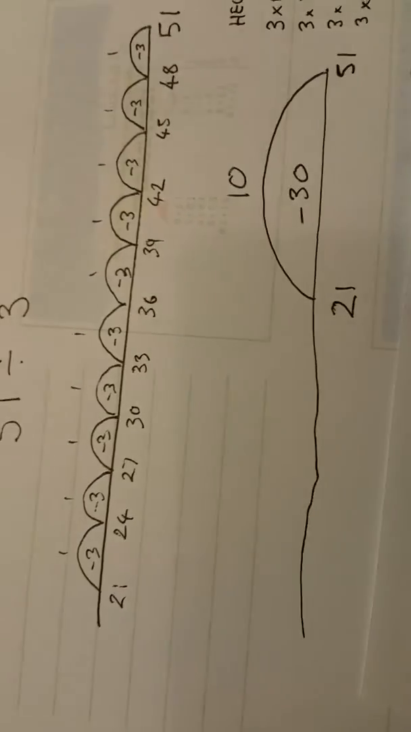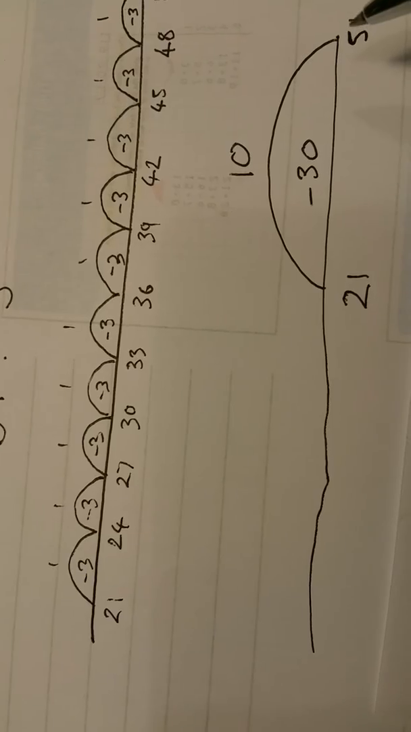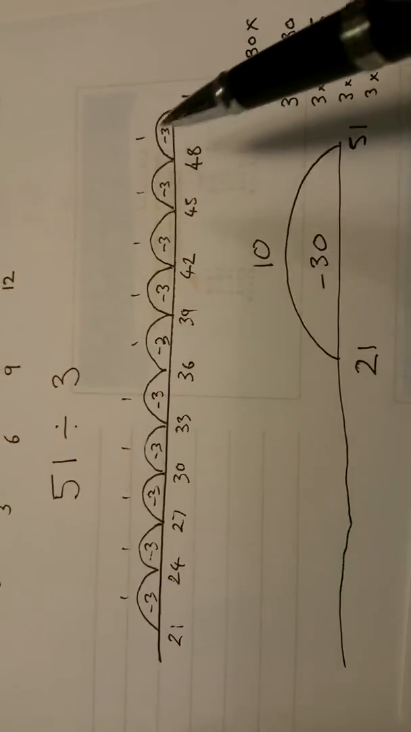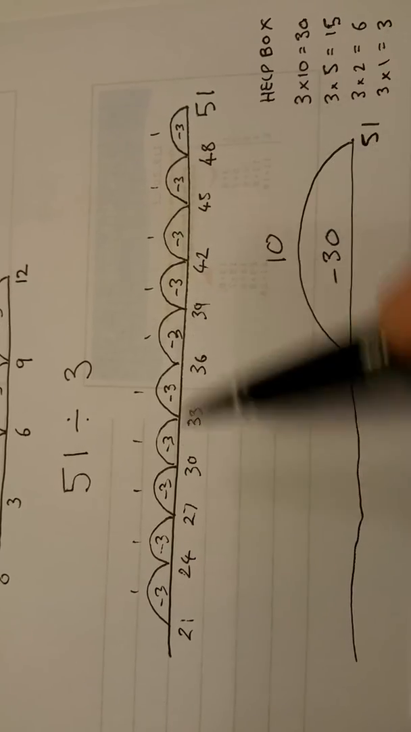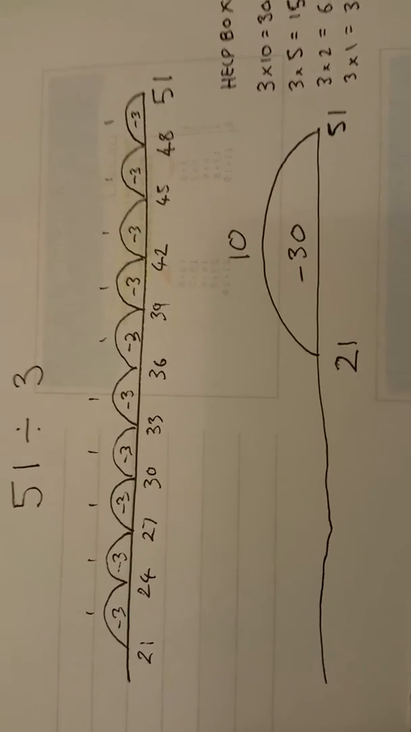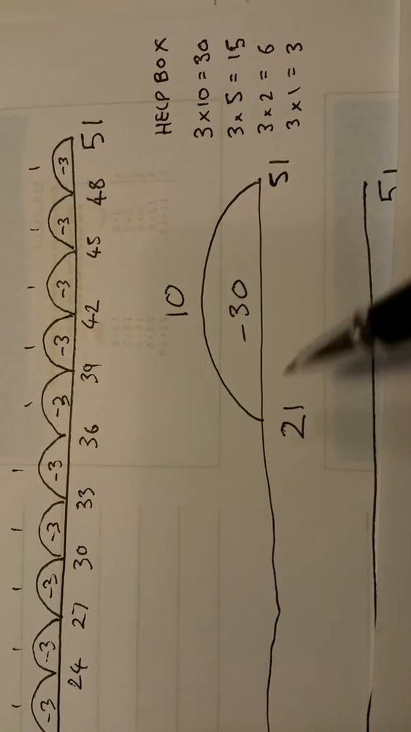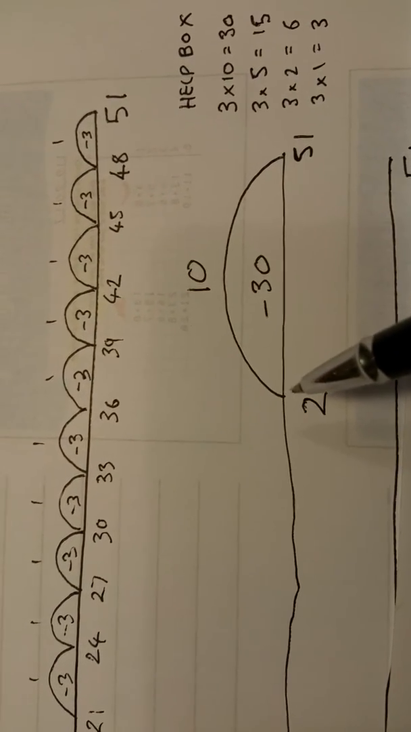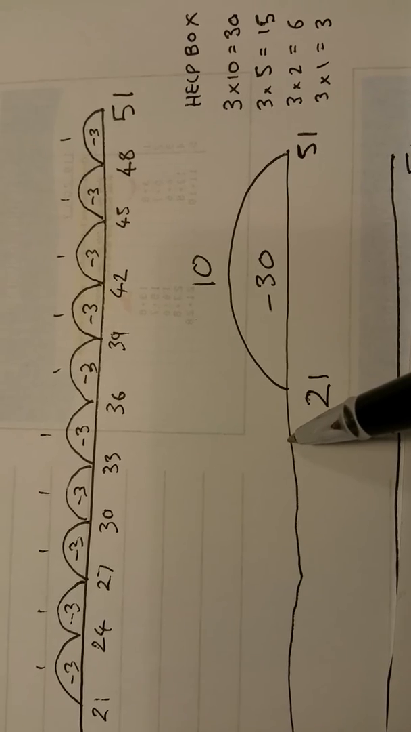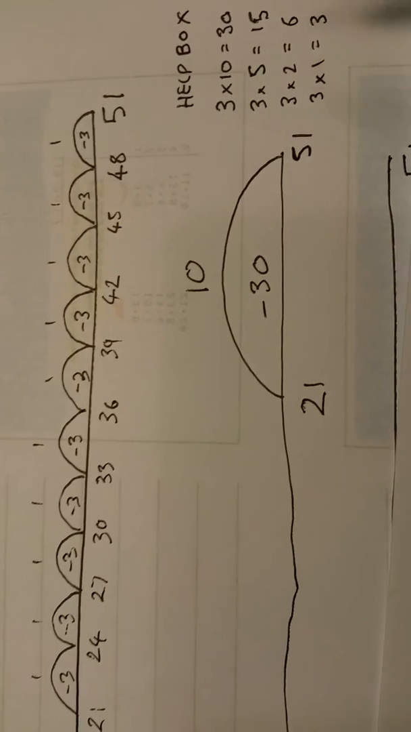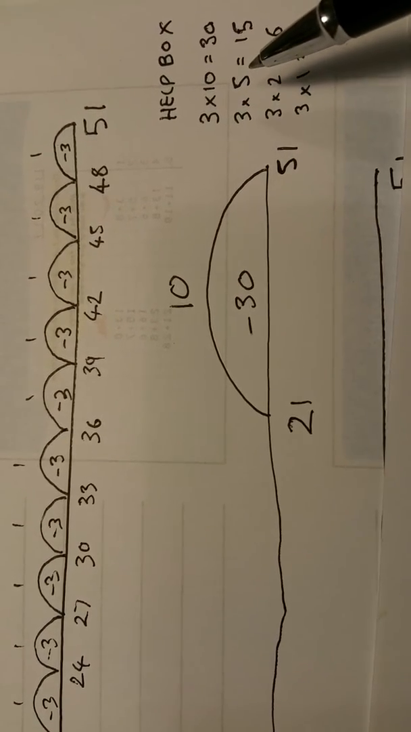So let's go back to our number line. We're finding how many groups of 3 can we get out of 51. And we've already got 10. Instead of doing them one after the other, I did one big jump and I got 10. But I've got 21 left. So if I look at my help box, instead of just taking 3 out to 18 and another 3 out to 15, I could take another chunk, a bigger chunk.